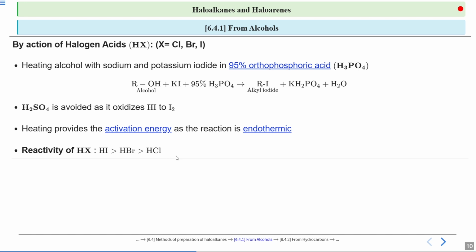This is how hydrogen iodide has the highest reactivity among all three discussed hydrogen halides. And hydrogen chloride has the least reactivity. As you remember, we use zinc chloride as a catalyst with hydrogen chloride, which makes it the Lucas reagent, right? So HCl has the least reactivity among the hydrogen halides.